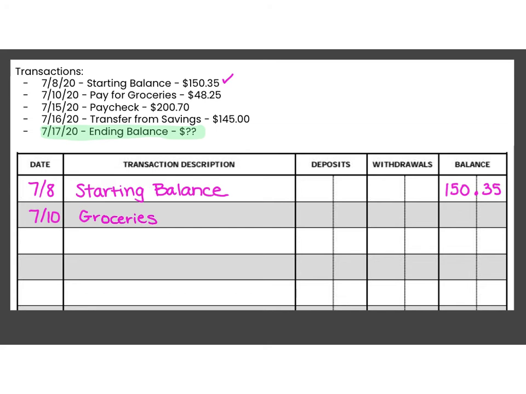I'm going to place my whole dollar amount on the left-hand side, 48, and then my 25 cents will go on the right-hand side. And I can even put my decimal point in the middle. Now I need to figure out my new balance after I've taken the money out for groceries. So I'm going to subtract my starting balance and the money I took out for groceries.